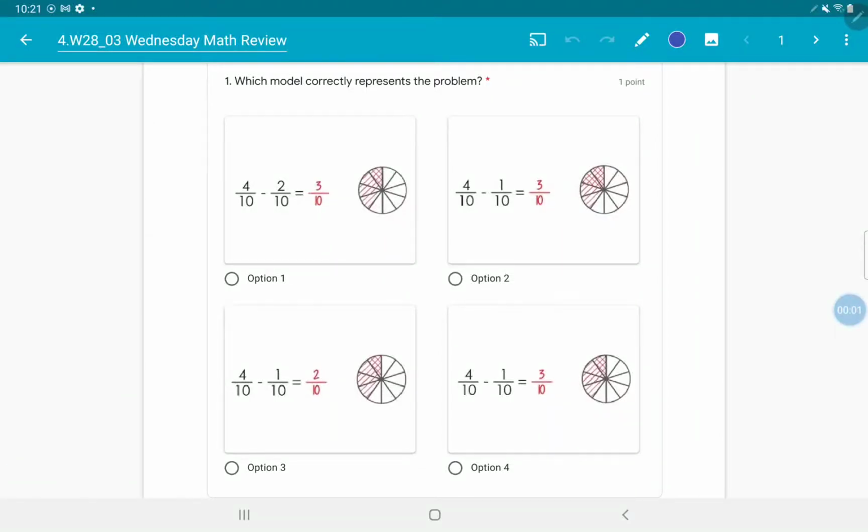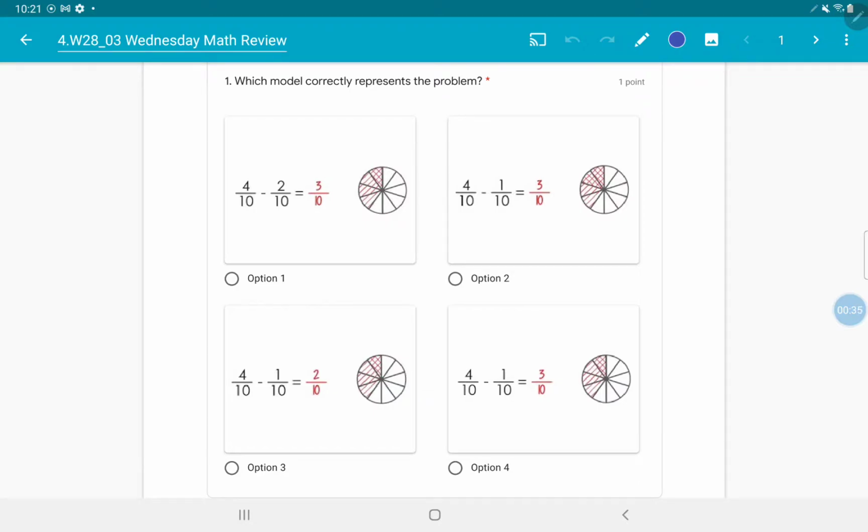Going to look at Wednesday's daily math. The first question you had asked which model correctly represents the problem. We're subtracting fractions. If we add or subtract fractions, what do we have to check before we can add or subtract, Olivia? The bottom number. We have to make sure the bottom number, the denominator, is the same, and they are in all four of those models. Which one correctly models the problem?